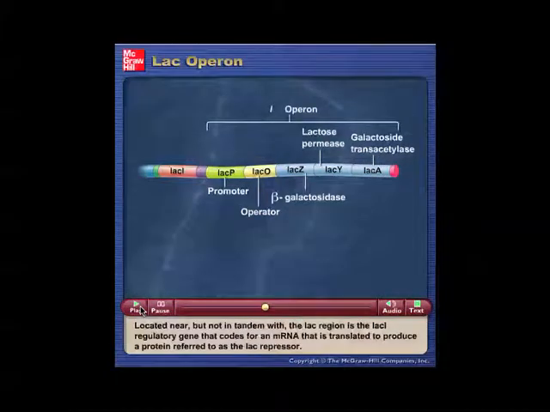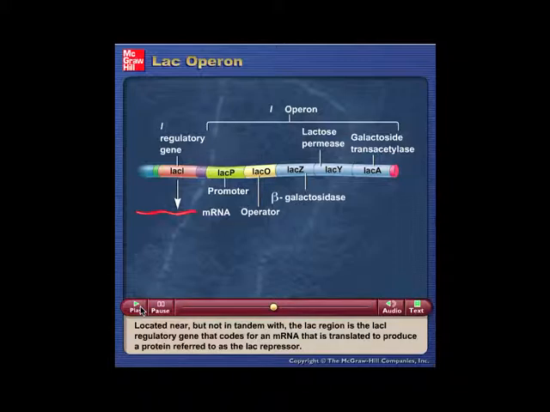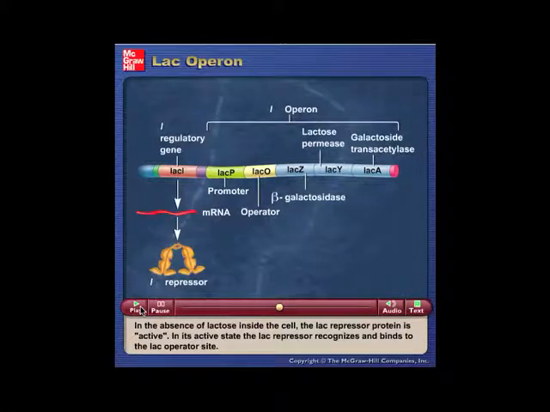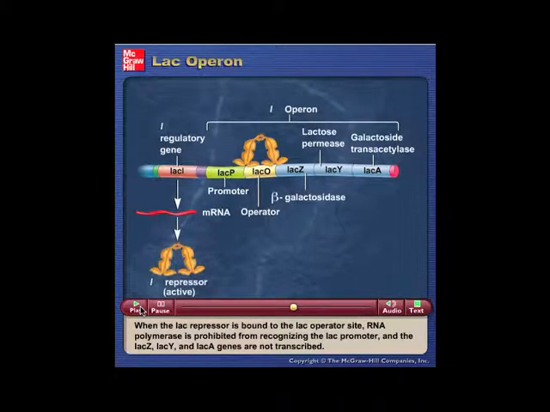operon. Located near but not in tandem with the LAC region is the LAC-I regulatory gene that codes for an mRNA that is translated to produce a protein referred to as the LAC repressor. In the absence of lactose inside the cell, the LAC repressor protein is active. In its active state, the LAC repressor recognizes and binds to the LAC operator site. When the LAC repressor is bound to the LAC operator site, RNA polymerase is prohibited from recognizing the LAC promoter, and the LAC-Z, LAC-Y, and LAC-A genes are not transcribed.